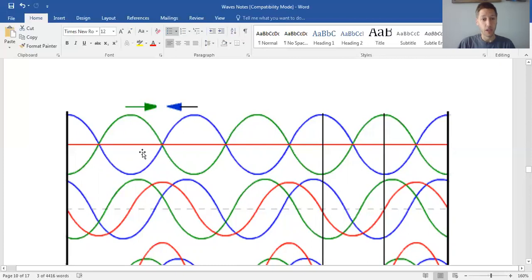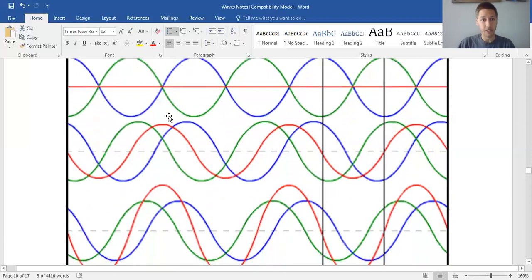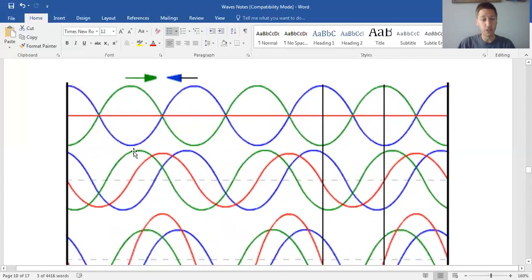So on the next line here, as the blue moves a little further and the green moves a little further, now we actually have the red up a little higher because both the blue and the green are above here, and so it adds up above this. And here, at this location, green and blue are below this line, so it adds up below.